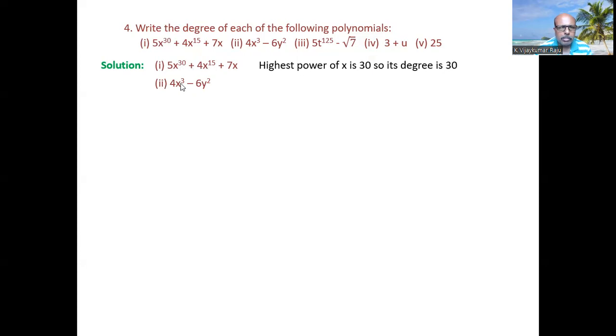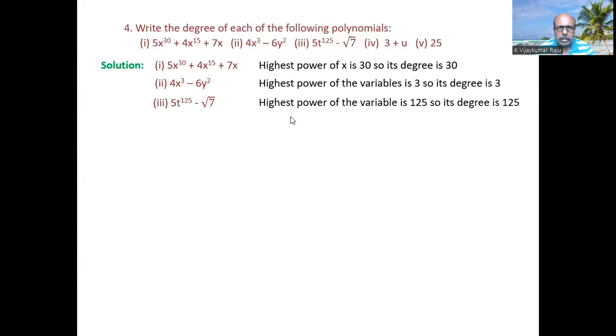Here the highest power is 3. So the highest power of the variable is 3, so degree is 3. Though it has two different variables, only the highest power has to be seen. Next, the highest power is 125, so degree is 125. Next, u is a variable. No power means power is 1. Degree is 1. Highest power of the variable u is 1, so degree is 1.